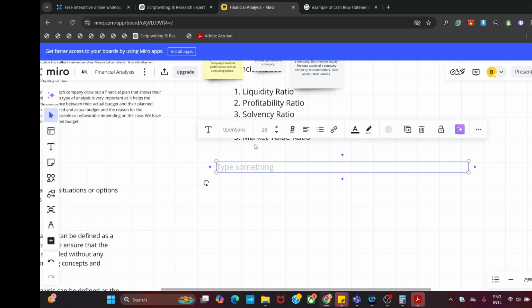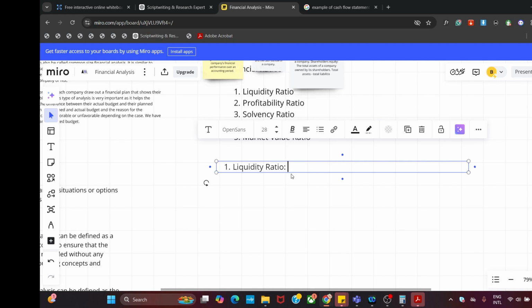So the first ratio we are going to be looking at today is the liquidity ratio. So when we talk about the liquidity ratio, what do we mean? One thing you need to understand is that the liquidity ratio is an important ratio when it comes to financial analysis, because this ratio tells the investors and the shareholders the ability of the company to use its current assets to settle its current liabilities. So it shows the ability of the company to offset its short-term debts using its short-term assets.